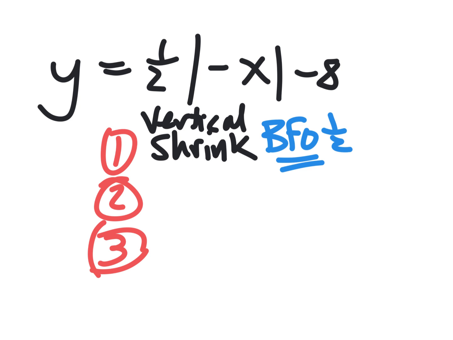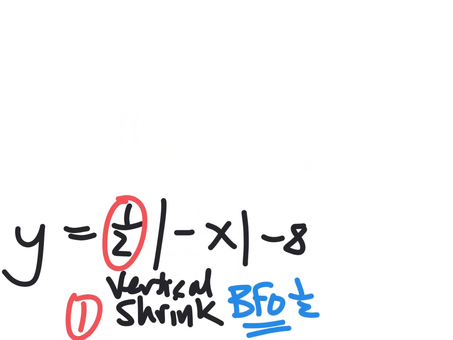Outside is vertical always. The reason it's shrink versus stretch is if this number is less than 1, do you agree that you multiply by a decimal like that, it gets smaller? That's why it's a shrink. It's not whether it's negative or not. The negative is only telling you if it's reflected or not.